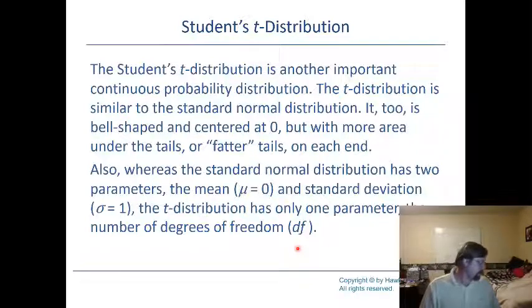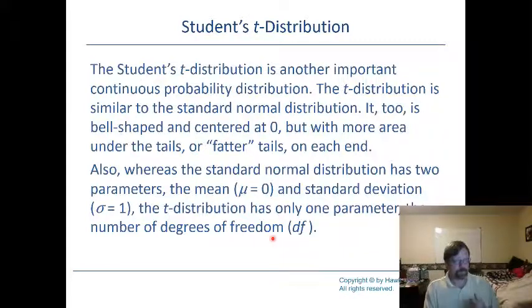I glanced through things and I did not see where they define degrees of freedom in the text, so I will make sure I do that throughout. It is basically sample size minus 1. So if my sample size is 10, my degrees of freedom is 9. If my sample size is 74, my degrees of freedom is 73.